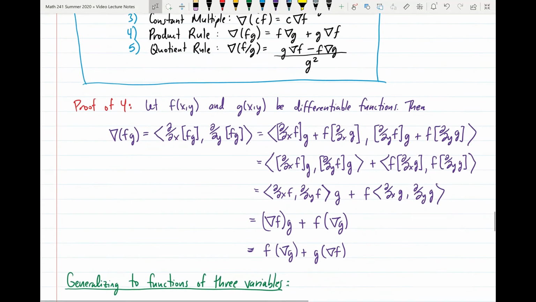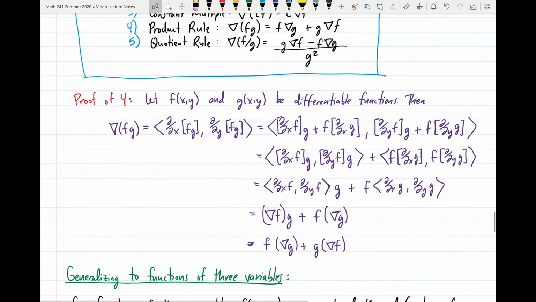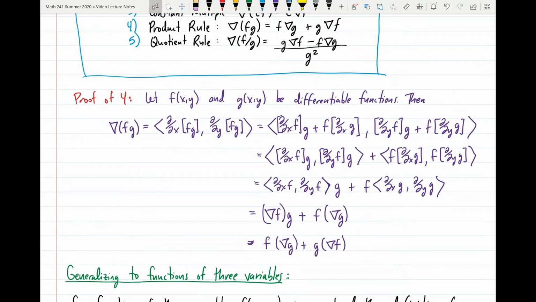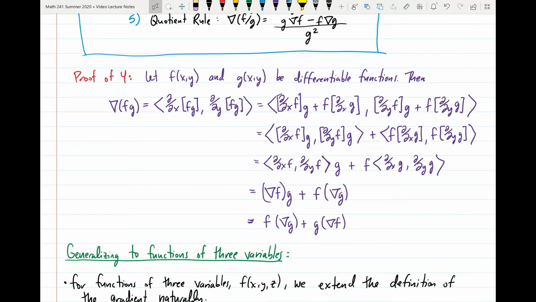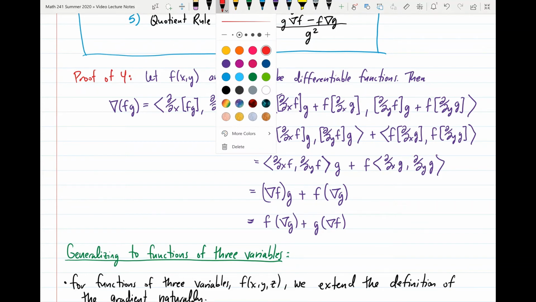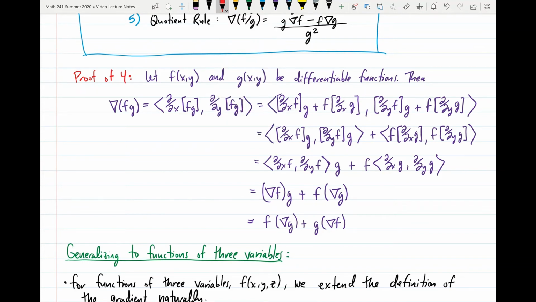And proving all of these different rules would be way too lengthy, but I will give a proof of just the fourth rule. I think the book offers a proof of rules 1 and 2 if you're interested. So let's let f(x,y) and g(x,y) be general differentiable functions in two variables. Then the gradient of f times g is defined to be the vector where the i component is the partial derivative with respect to x of f times g, and the j component is the partial derivative with respect to y of f times g. So this is the definition of the gradient.